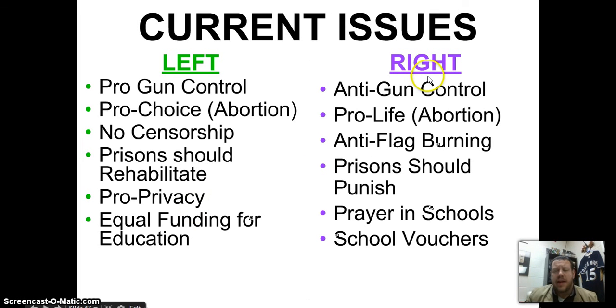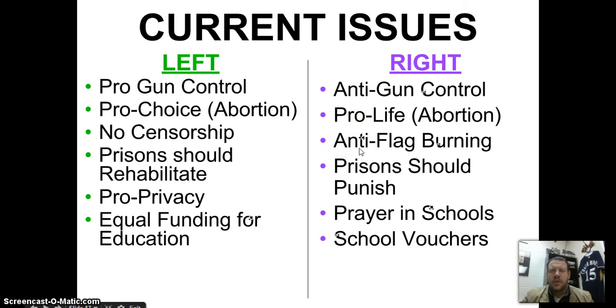On the flip side, the right-hand side, more Republican issues: anti-gun control. Second Amendment, big deal, okay? People have a very strict interpretation of the Second Amendment, where you say, okay, it says right to bear arms, you have a right to bear arms. Typically kind of going with that old style of things, the older moral beliefs, is pro-life about abortion, that abortion should not be an option.